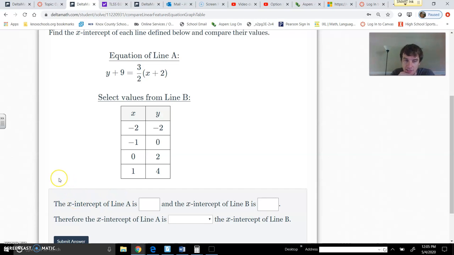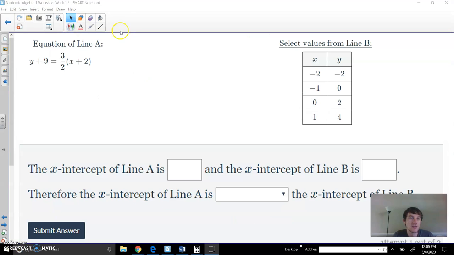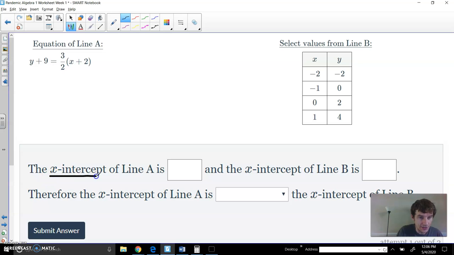Well, the x-intercept always happens when the y value would be 0. So I want to kind of take a moment. I'm going to bring this into my software. So now that I can look at it in a place that I can kind of write on things, let's look at it again, the x-intercept of line A. So the x-intercept means that the y value is 0 in terms of your x and y points. This y value has to be 0 if we're talking about an x-intercept. So I'm going to plug in 0 for y, and 0 plus 9 just makes 9.